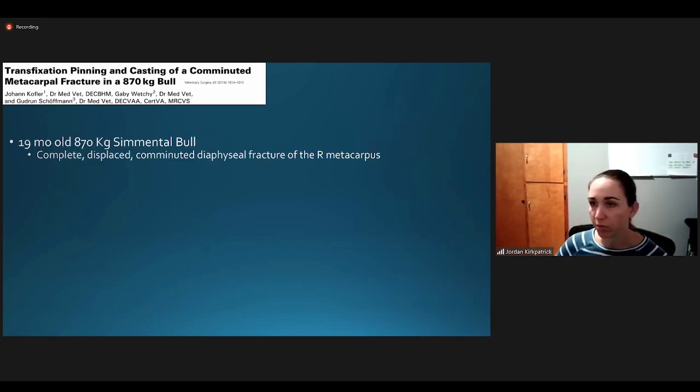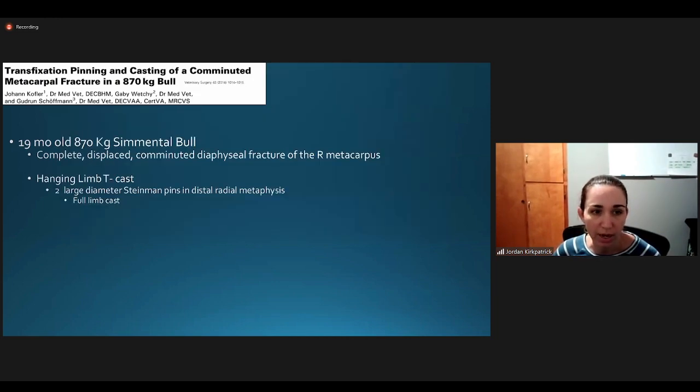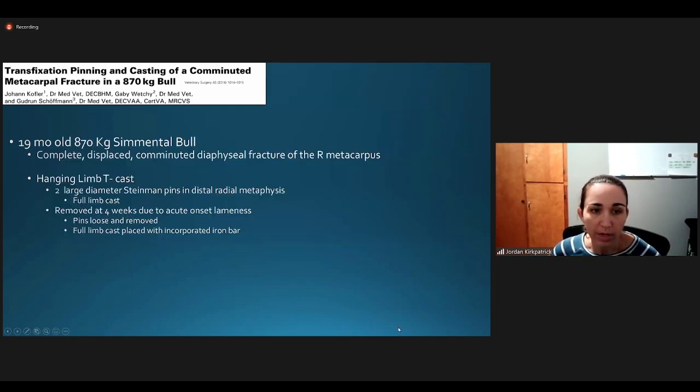This I just put in, it's a really cool case from, when was this? 2014. I won't go through everything, but I'll just show you the images. It was an 870 kilogram bull that came in that had a really bad fracture. And they were able to put him in a transfixation pin cast. They did a full limb cast and put the 2 pins in the radius and then incorporated his foot into the cast. And he had some complications throughout.